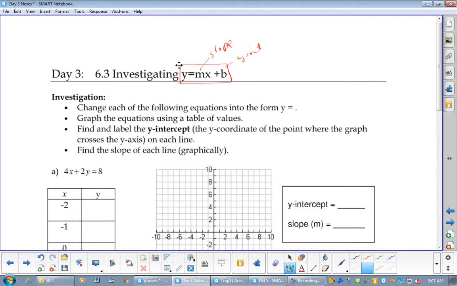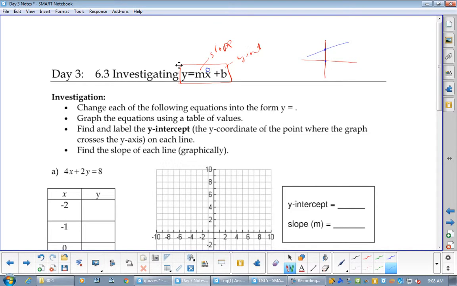So what's the y-intercept? Where it crosses the y-axis. Now, what is x when it crosses the y-axis? 0, right? Like when it's crossing here, x is 0. So if you put 0 in here, your slope times 0 is what? 0, just leaving you with b anyway.